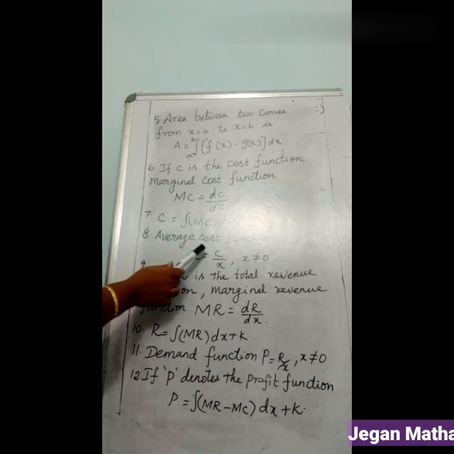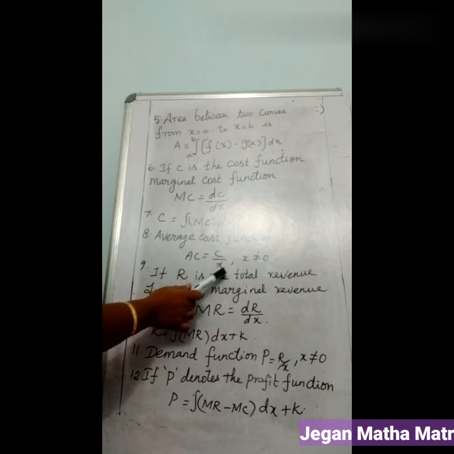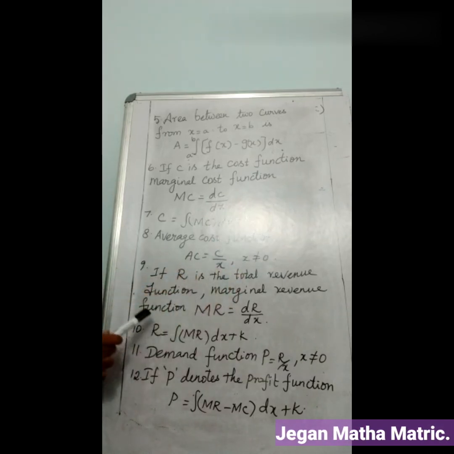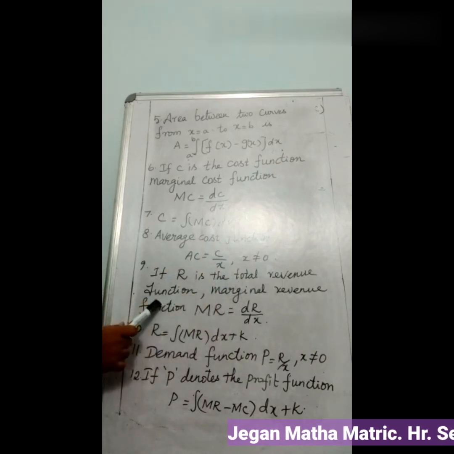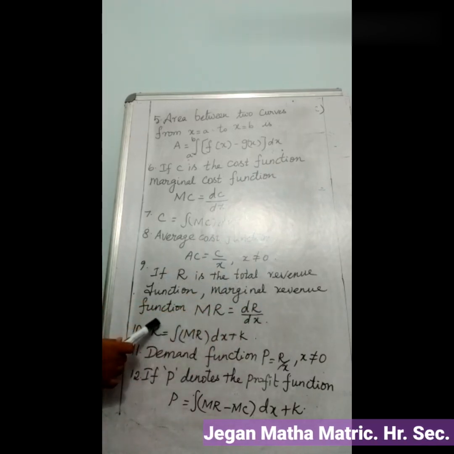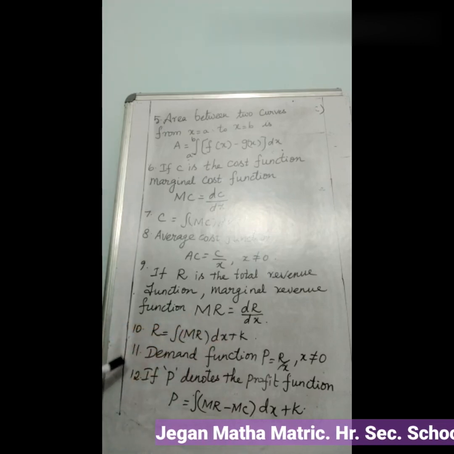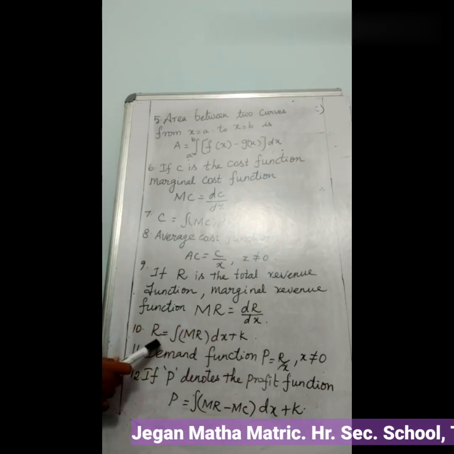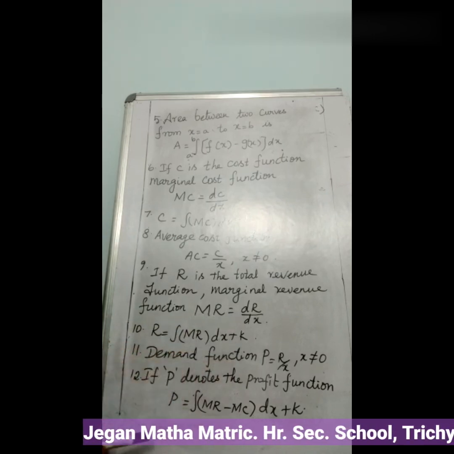Next, average cost function, AC = C/x, x not equal to 0. And ninth one, if R is the total revenue function, marginal revenue function MR = dR/dx. And tenth one, R = integral of MR dx + k.